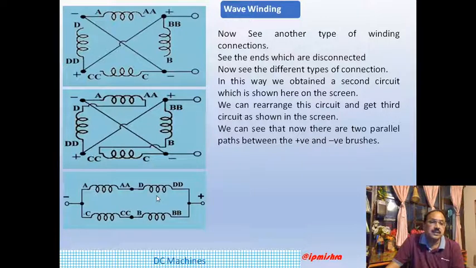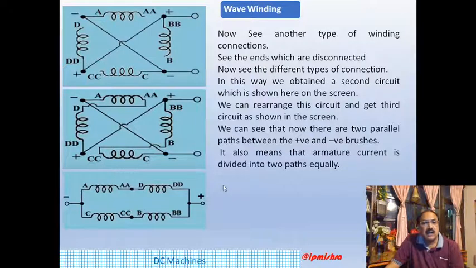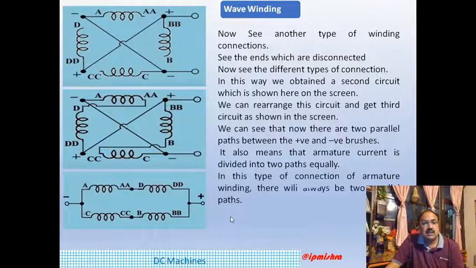In the third figure, equivalent circuit of second figure is given. You can see that between positive and negative brushes, there are 2 paths. So current will follow these 2 paths. Now there were 4 poles in this machine, and we have 2 paths. The important thing is that in this wave winding, this is wave winding basically.